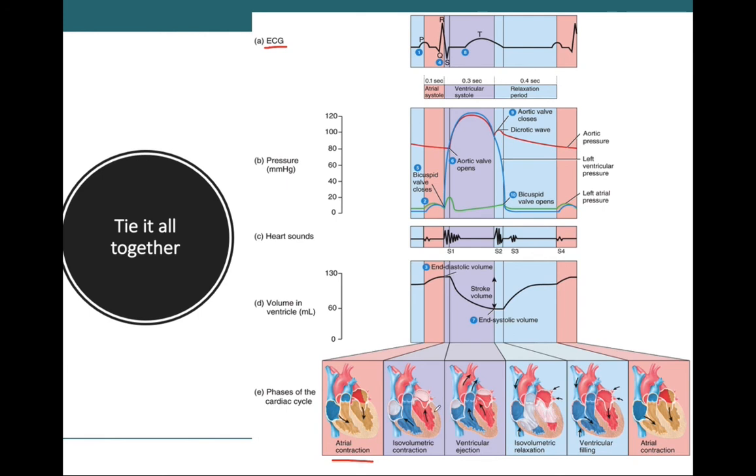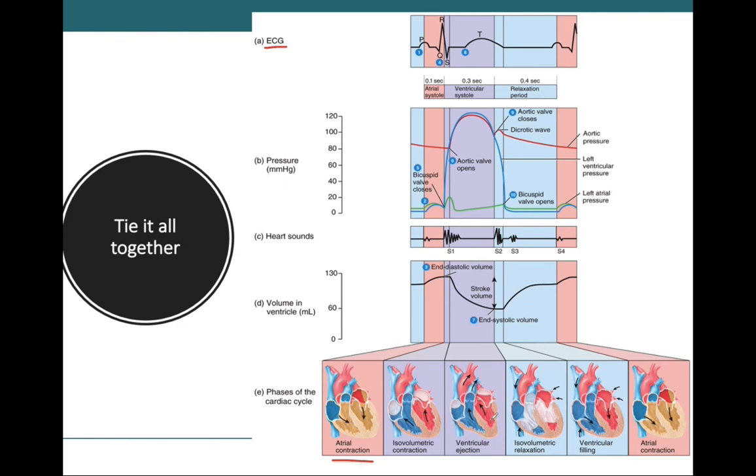Now, once the pressure in the ventricles exceeds that of the aorta and the pulmonary trunk, both of the SL valves will open and we'll get to ventricular ejection, which is where blood is officially pumped out of the ventricles into the aorta and the pulmonary trunk. Here is where we're going to have a change in the volume.